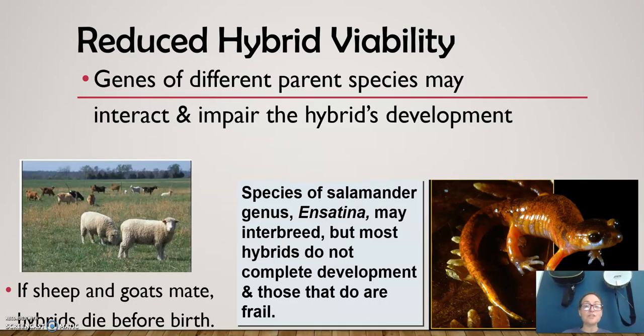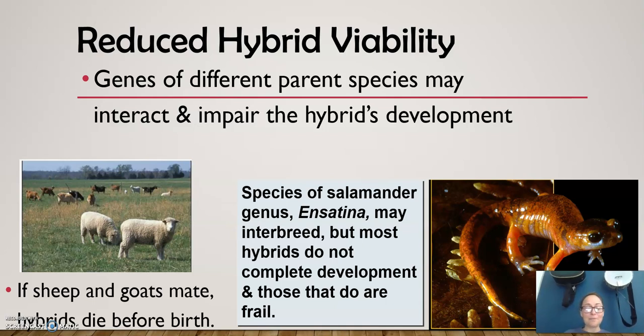So the first one is reduced hybrid viability. The hybrid is the offspring, but it's not viable, meaning it's not going to survive. So if I would like to become a farmer one day, and let's say I have some goats and then I get a sheep and they mate. That's likely to happen on the farm, but in utero, even if fertilization happens, during development that fetus doesn't develop properly and the hybrids die. So therefore, you're never going to have a sheep-goat hybrid born.